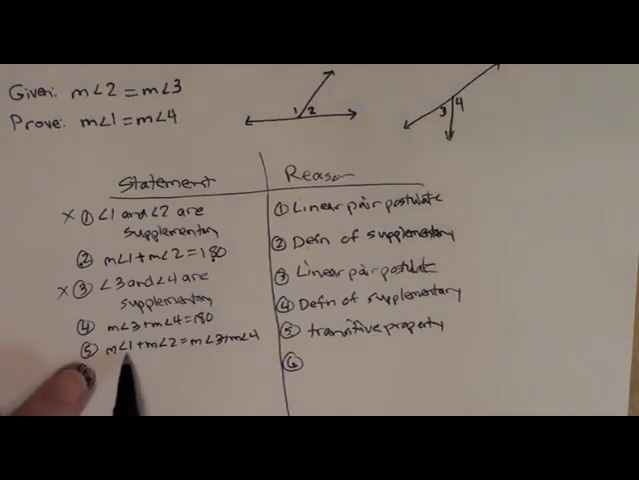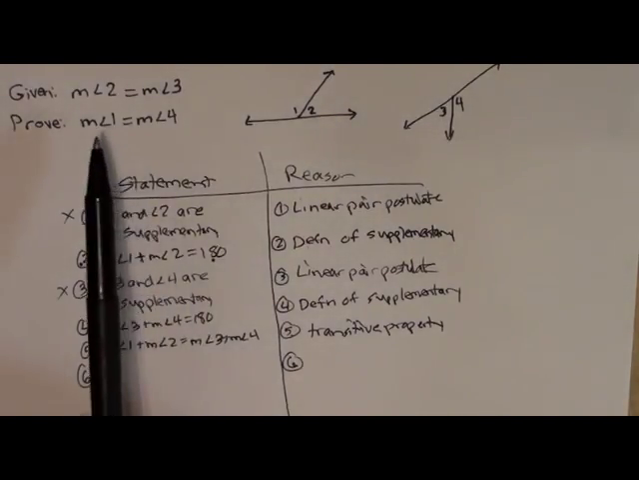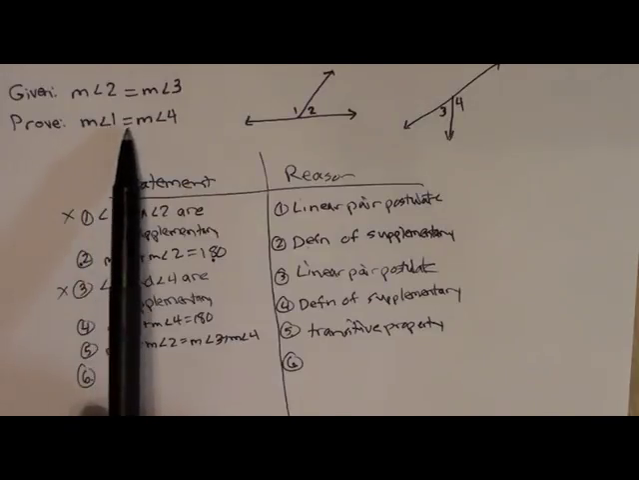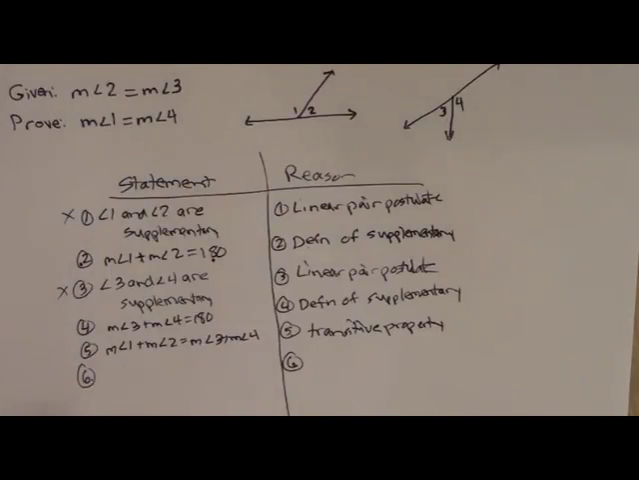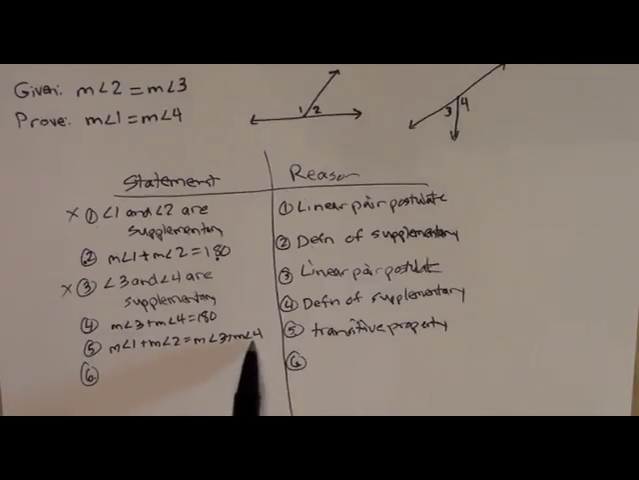Okay, so the measure of angle 1 plus the measure of angle 2 equals the measure of angle 3 and the measure of angle 4. Look at what we're trying to get to. We're trying to prove that the measure of angle 1 equals the measure of angle 4. So we're close here. We have a measure of angle 1 on the left side and a measure of angle 4 on the right side. The issue is that the left side has an angle 2 and the right side has an angle 3. Those are different, which means the subtraction property is not going to work. The subtraction property only works if you're subtracting the same thing from both sides.